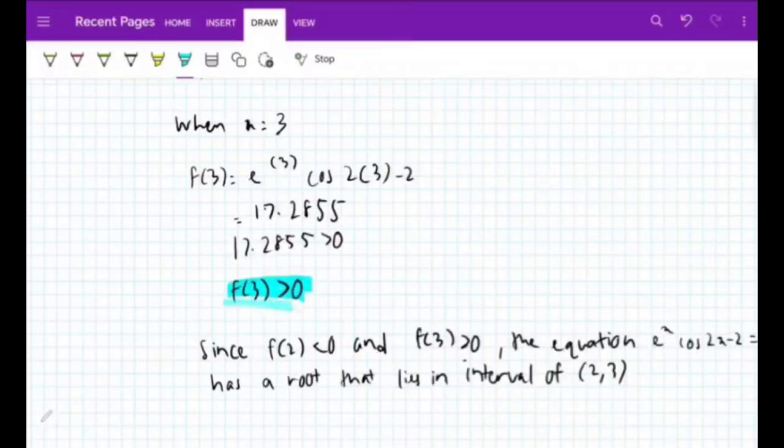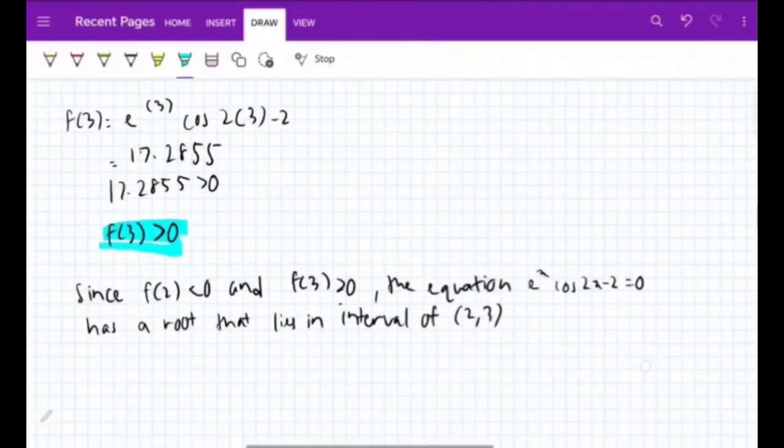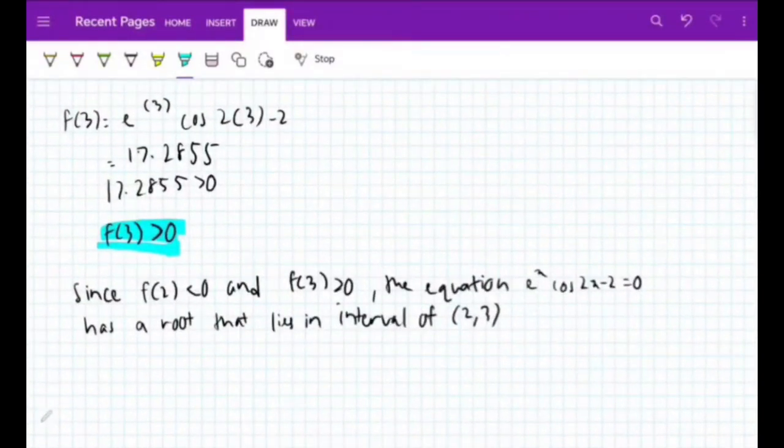Next we make a simple conclusion. Since f(2) is lower than 0 and f(3) is more than 0, thus the equation, we state back the equation, has a root that lies in the interval of 2 and 3, and so we just confirm it. So it is true that the equation has a root that lies in 2 and 3. That's it for the change of sign method.